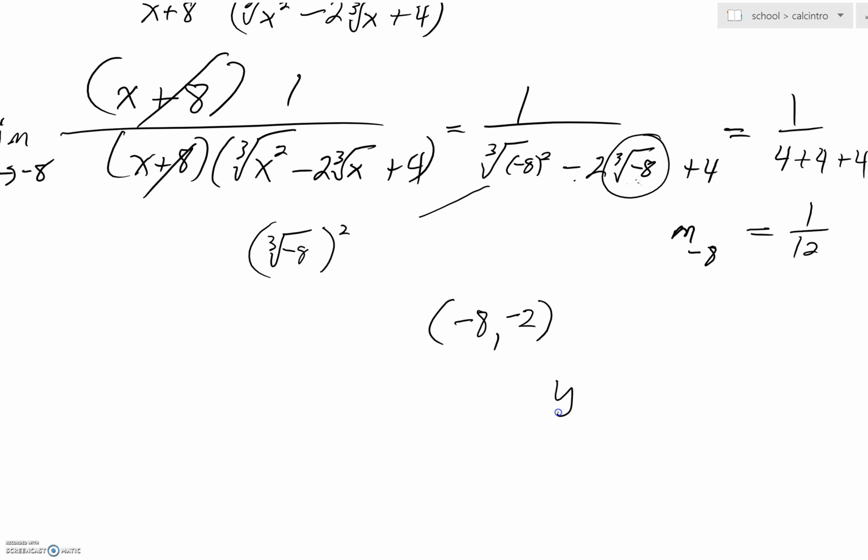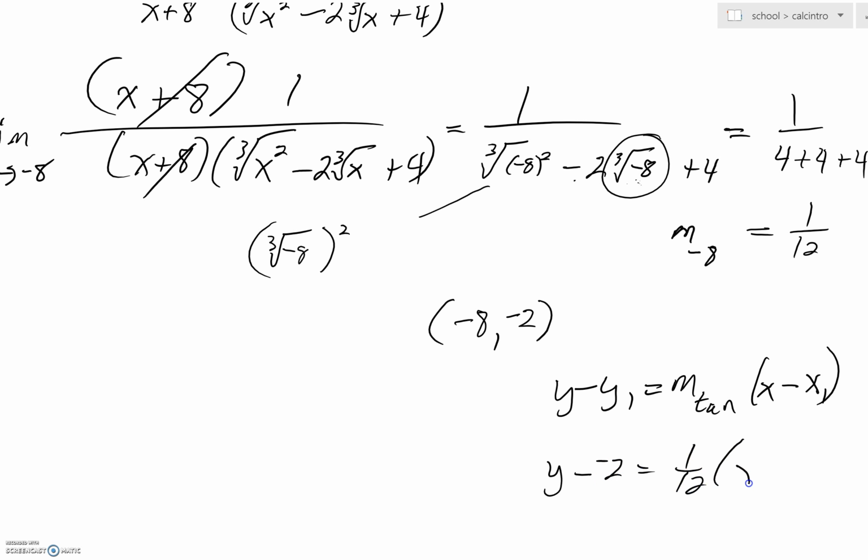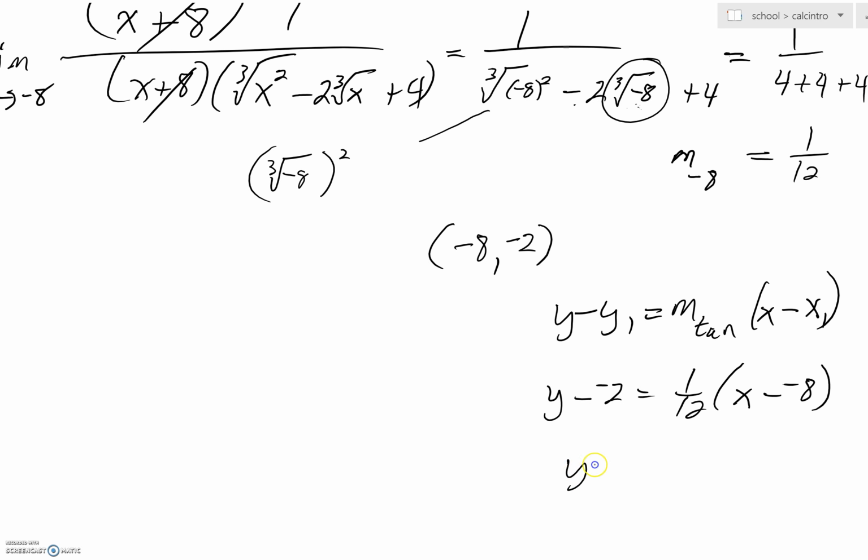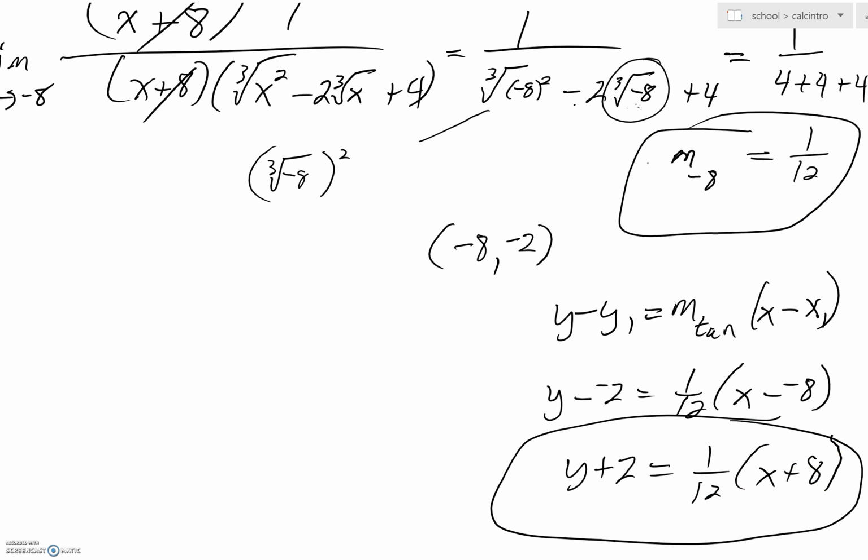So for our basic tangent line equation, we're going to see this. It's going to be y minus negative 2. Here's your 112. Then we'll have x minus negative 8. And that would be y plus 2 equals 112 all over x plus 8. Here's your tangent line equation. Here's your tangent line slope.